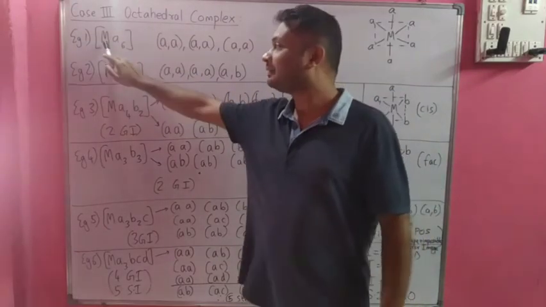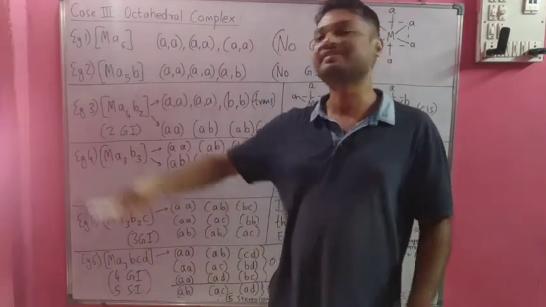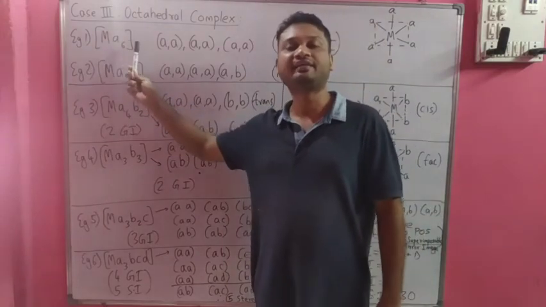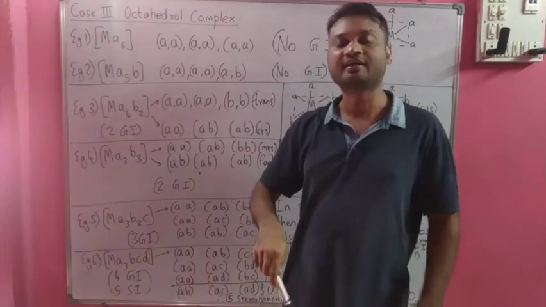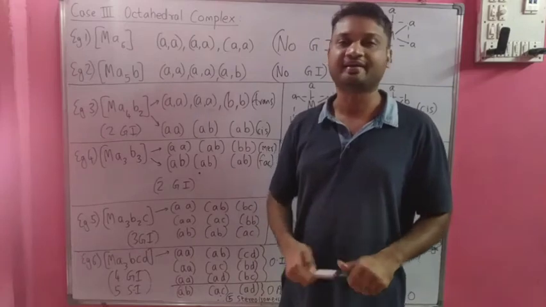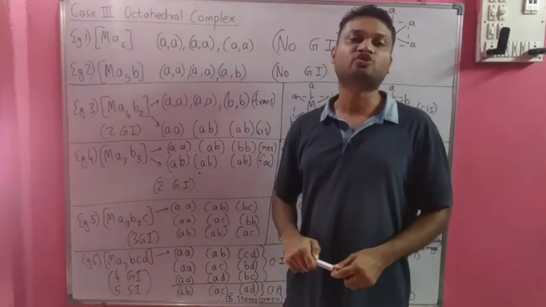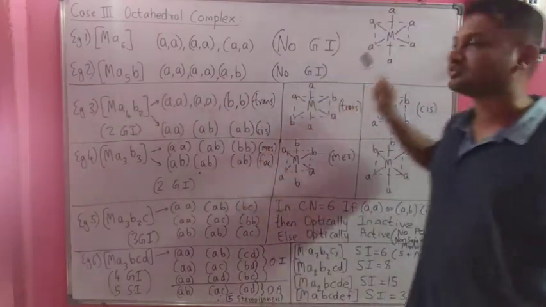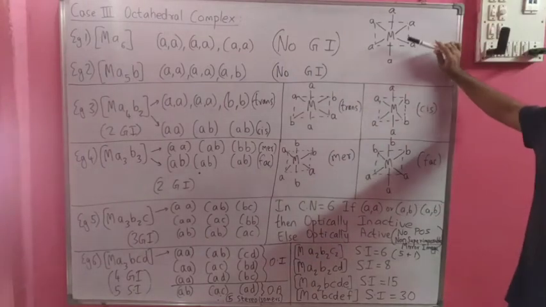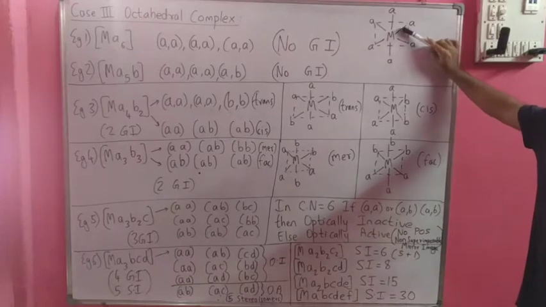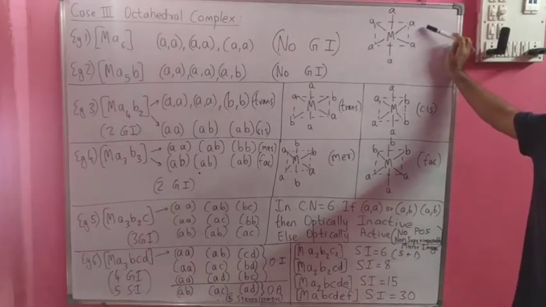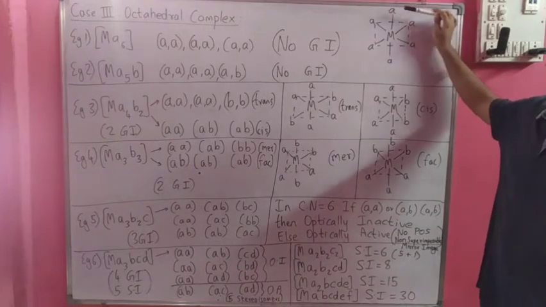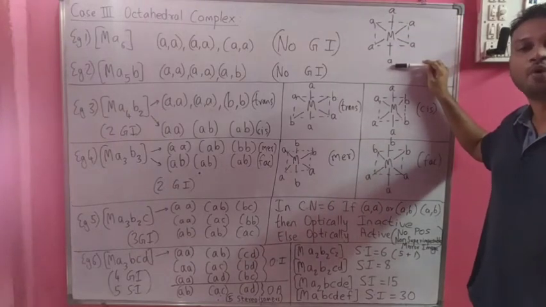What does M represent here? It represents the central metal atom. A represents the ligand here. It is a monodentate ligand. So for Ma6 geometry, we have a structure which is like this. Central metal atom at the center, then 4 ligands A at the square plane. Then one ligand at the top, finally one more ligand at the bottom.